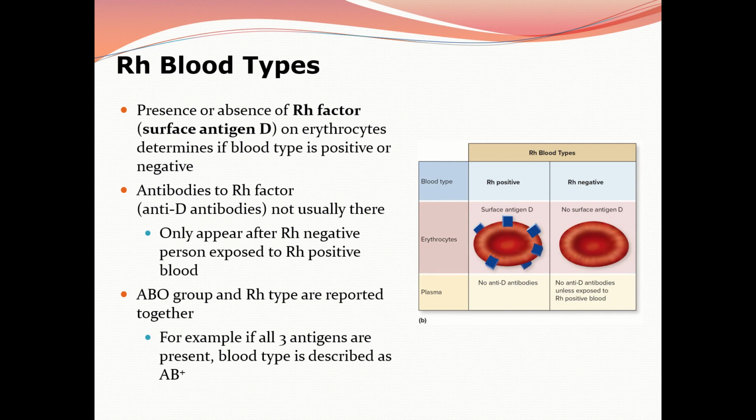Rh blood types are going to depend on the presence or absence of Rh factor, which is surface antigen D, which exists on erythrocytes, and it determines if the blood type is positive or negative. Antibodies to Rh factor are not usually there. They only appear after an Rh negative person is exposed to Rh positive blood. ABO group and Rh type are reported together. For example, if all three antigens are present, blood type is described as AB positive.